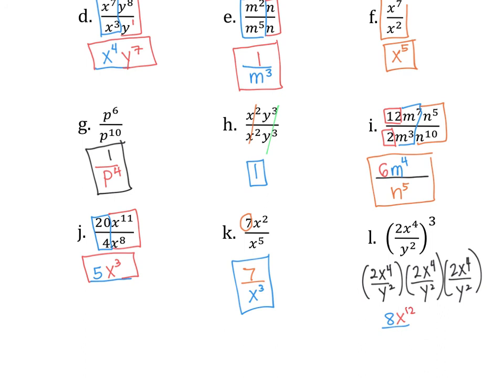Okay, now on the bottom I see I have a base of a y. But they're all at the bottom, so I can add them up. 2 plus 2 plus 2 is 6. Now, is there anything else I can do? No, because the bases are different. There's no numbers to simplify. Done.